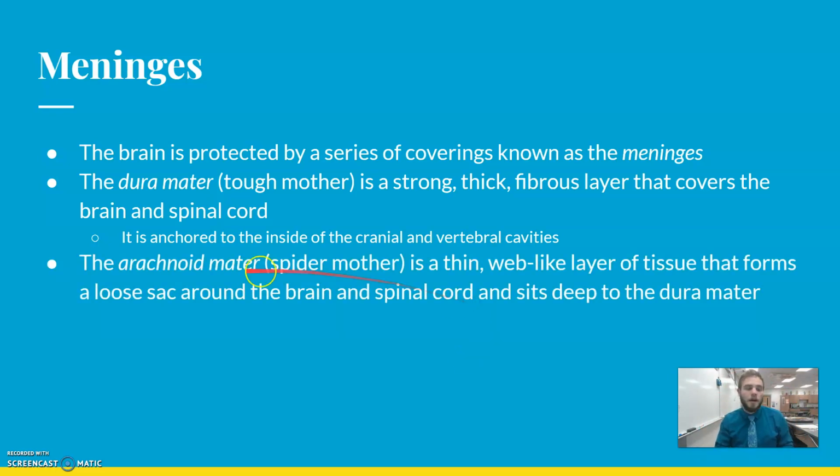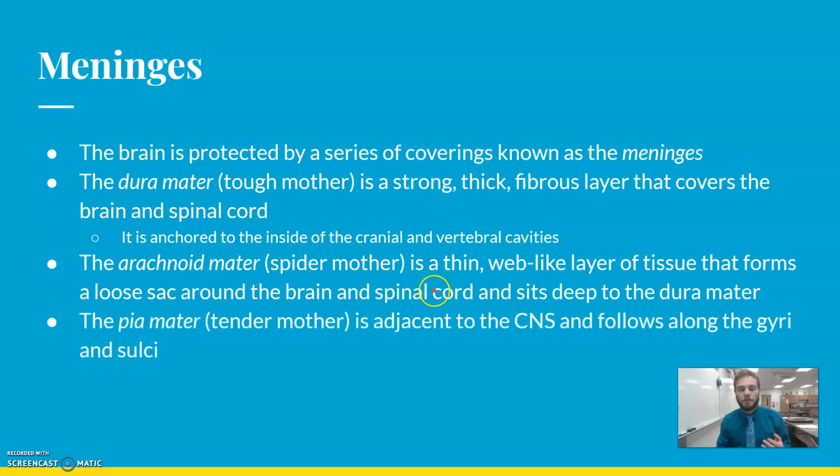The arachnoid mater is going to translate as spider mother. And it gets that name because it's very, very web-like as you peel it off and as you look at it, a layer of tissue. Basically, it's going to create kind of a loose sac around the brain and spinal cord and will be deep to the dura mater. Then you also have the pia mater, which translates as tender mother. That's going to be right up against the gyri and sulci of the cerebrum, as well as right up against the spinal cord to protect them. It's not nearly as tough as the dura mater, but it does make sure that it is right up against those gyri and sulci in order to best protect them.